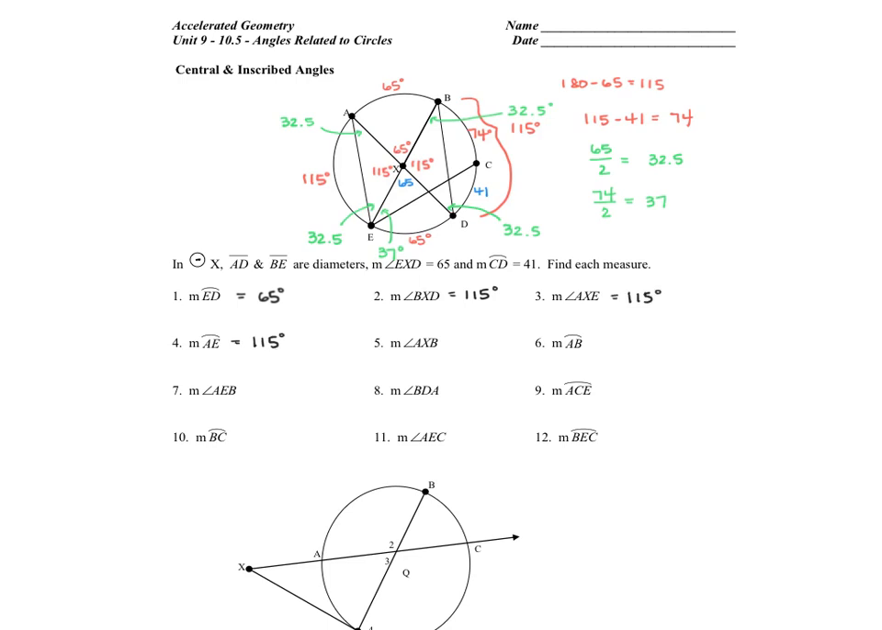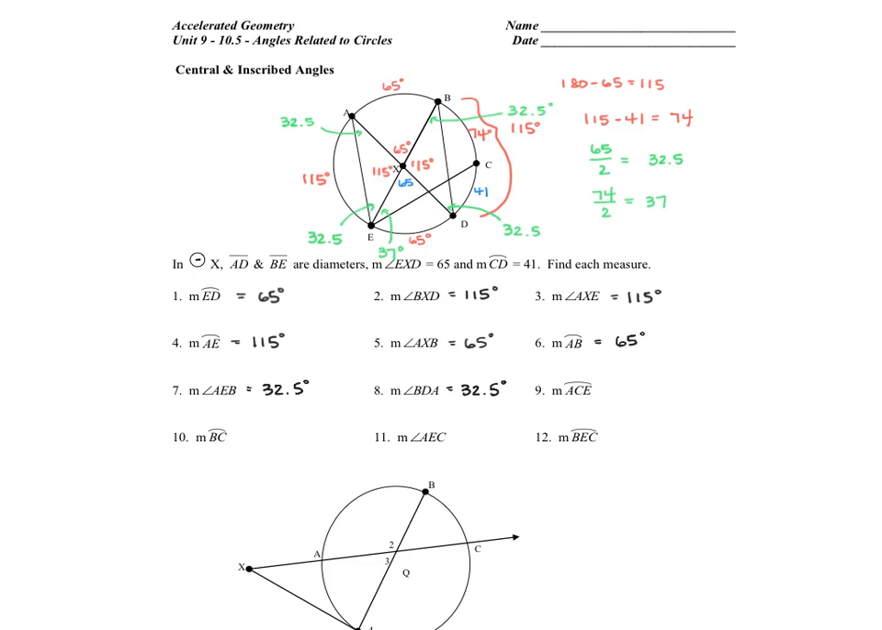The measure of angle AXB is 65 degrees. The measure of arc AB is also 65 degrees. The measure of angle AEB is 32.5 degrees. The measure of angle BDA is 32.5 degrees.